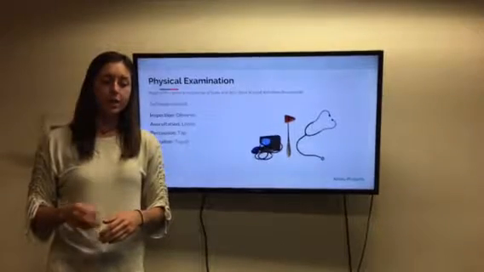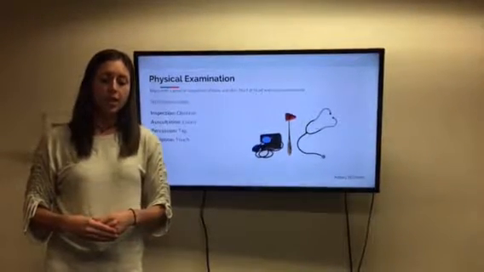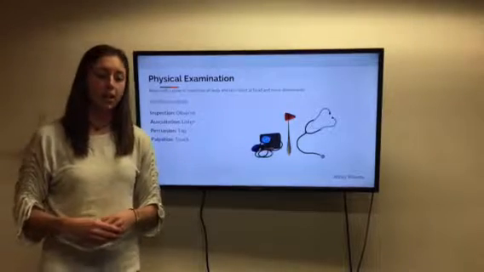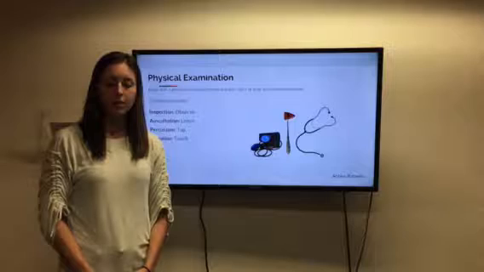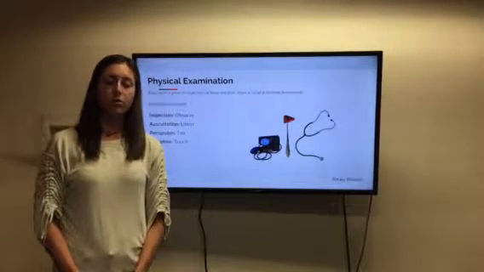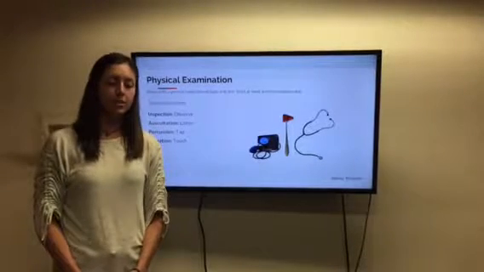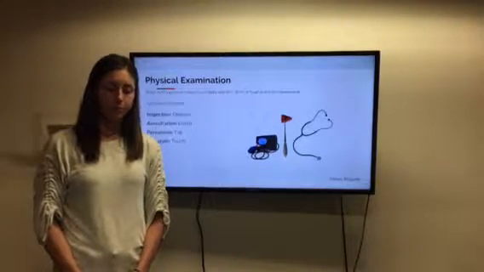Percussion, you're tapping, use your fingertips to tap lightly against the body structures to assess the location and density of the underlying body masses or the organs. Lastly, palpation is touch, and you're using touch to evaluate texture, size, location, temperature, warmth, and mobility.